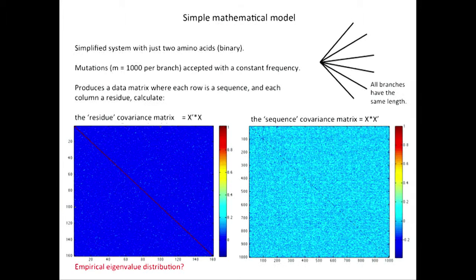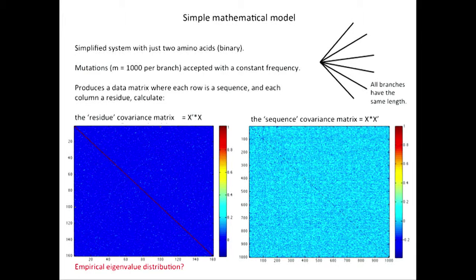So I'm going to turn to a simple mathematical model in order to explore this. I'm going to consider, instead of having 20 amino acids, just 2 amino acids, a binary system. And I'm literally just going to start with a binary string of length, in this case I think 160, and I'm going to inflict mutations on that binary string. So let's say I make many copies of my initial sequence, and then I mutate each one 1,000 times, so many, many times. So I'm going to produce a data matrix where each row is a sequence, and each column, obviously, is one of the sequence positions.